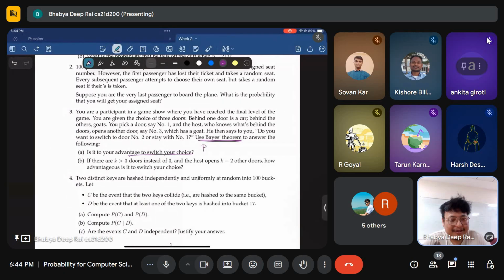You can calculate the probability that the car is behind door 1, given door 3 is opened. This is what we want to calculate. Then you can use the probability partition thing, and finally you'll get 2/3. You can try this by yourself.